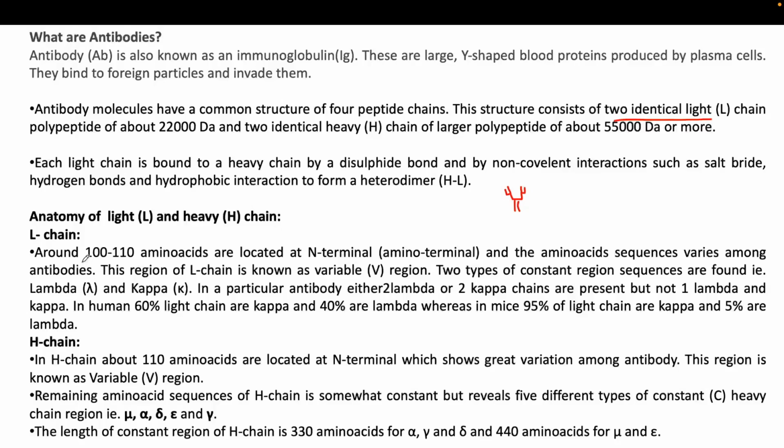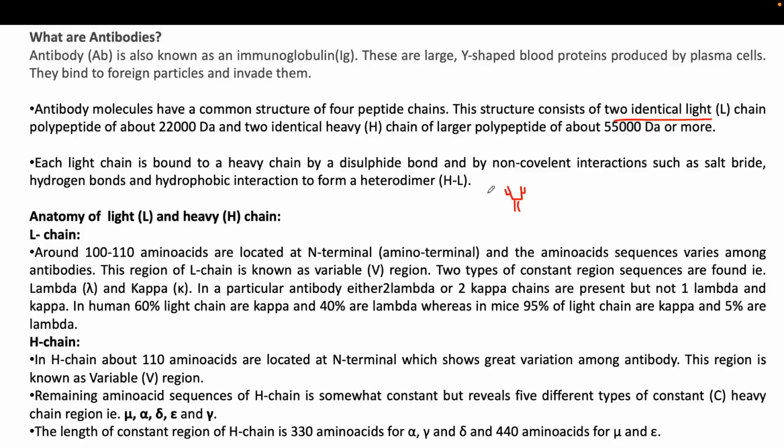Firstly, the light chain consists of 100 to 110 amino acids located at the N terminus, and the amino acid sequence varies among antibodies. This region of the light chain is known as the variable region. Two types of constant region sequence are also found, called lambda and kappa constant regions. In a particular antibody either two lambda or two kappa chains are present, but never one lambda and one kappa.